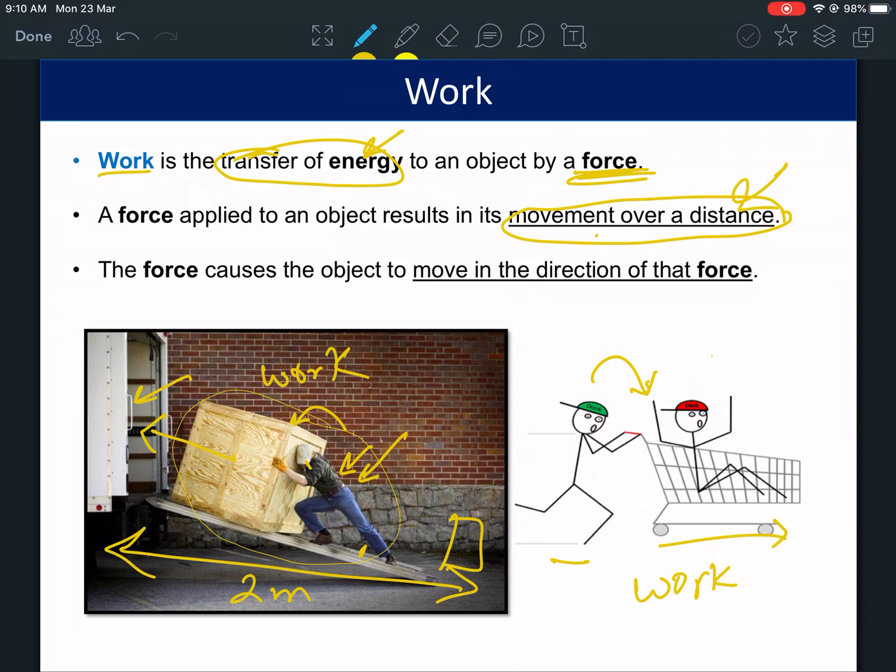A force causes the object to move in the direction of the force. So if you're pushing the box this way, the box is not going to move this way. It's going to move in the same direction. Common sense.